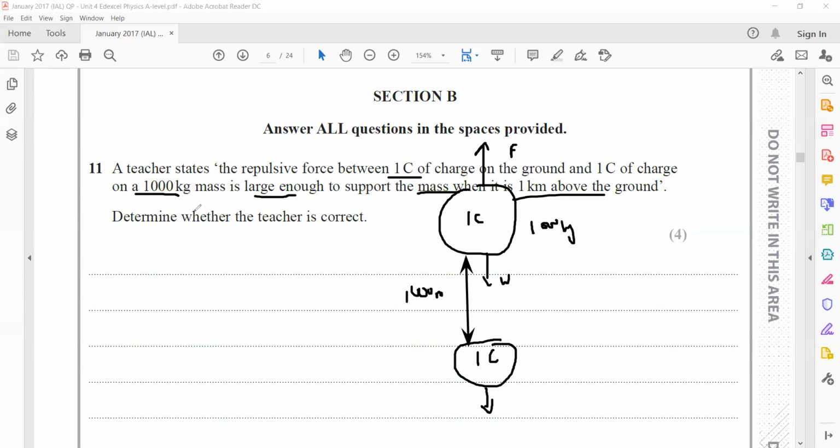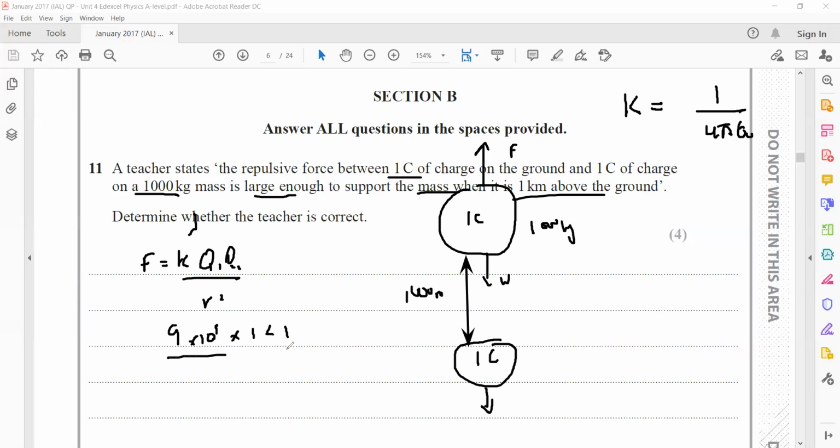So I will use the electrostatic force. I will find F is equals to K Q1 Q2 over R square. So the value of the K is 9 exponent 9, or if you don't remember, you can also work out by using a formula 1 over 4 pi epsilon naught. And epsilon naught value is given in the constant. So you can find value of a K. Otherwise, if you remember 9 exponent 9, that's also correct. So 9 exponent 9 multiplied by 1 multiplied by 1, and the distance between them is 1000 square.